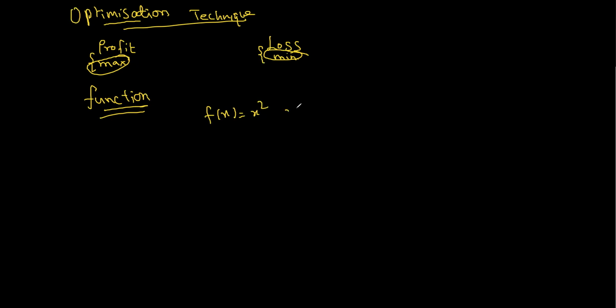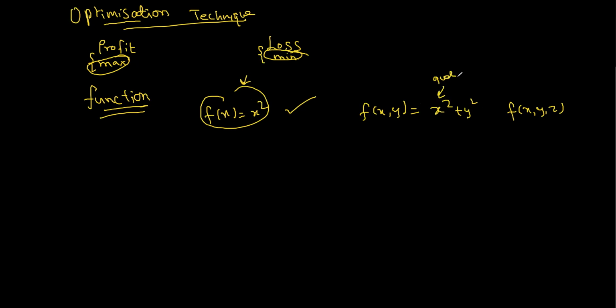This is a function in one variable, right? It means the function depends on only one parameter, that is x. Here the function depends on two parameters. Sometimes a function depends on three parameters. Let's suppose this is quality and this is quantity, and this is rating you can say. Understood?